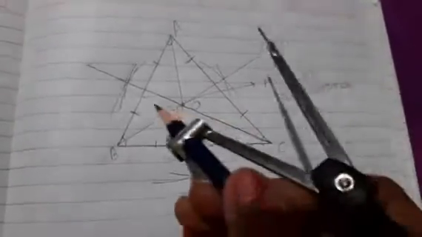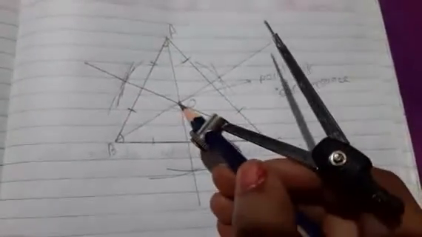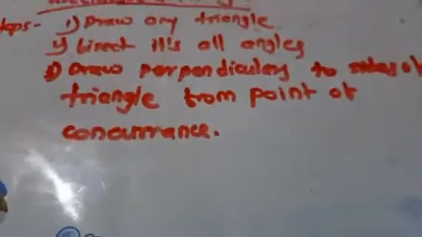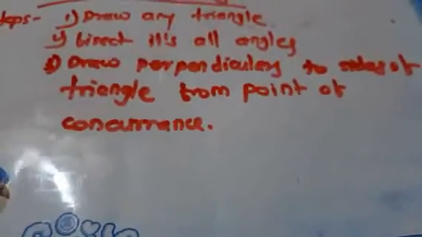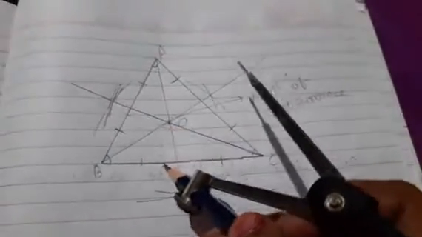Now we will draw perpendiculars to each side, to side BC, AC and AB, from this point of concurrence. That is our third step. Draw perpendiculars to the sides of the triangle from the point of concurrence. Means from this point we will draw a perpendicular to each line.